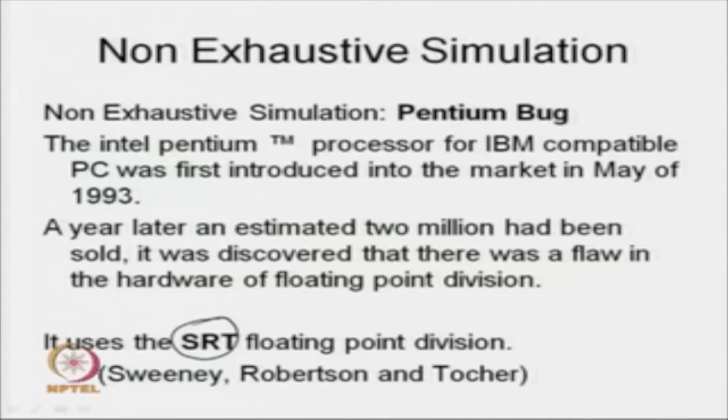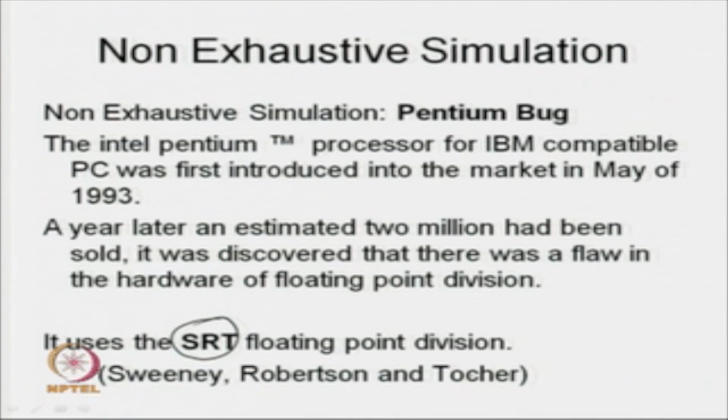So, where has this particular error occurred? Now, you see that in their timeline or during the design they changed their division algorithm. Earlier they used some other algorithm, but in the Pentium series they were looking for a faster algorithm and they used this particular SRT floating point division algorithm. SRT comes from three scientists named Sweeney, Robertson and Tocher. They devised this particular division algorithm.